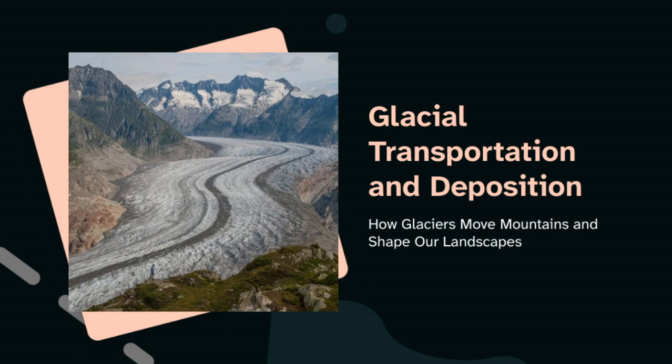A glacier does not just carve the land. It also acts like a giant transport system, carrying rocks, dust, clay, and even huge boulders across the landscape. Eventually, when the glacier loses energy or melts, it drops this material. This process is called deposition.